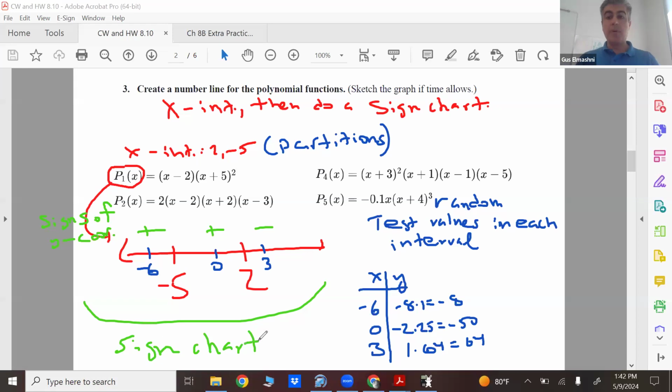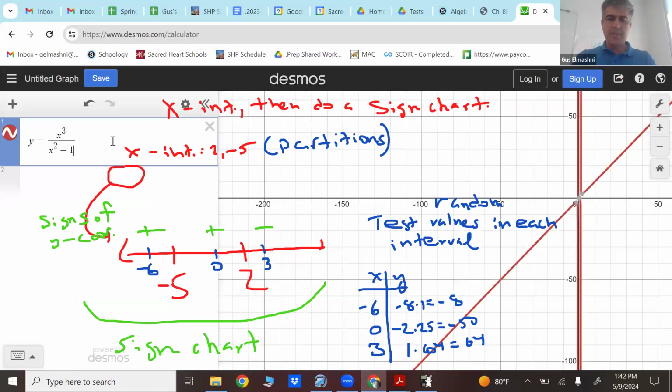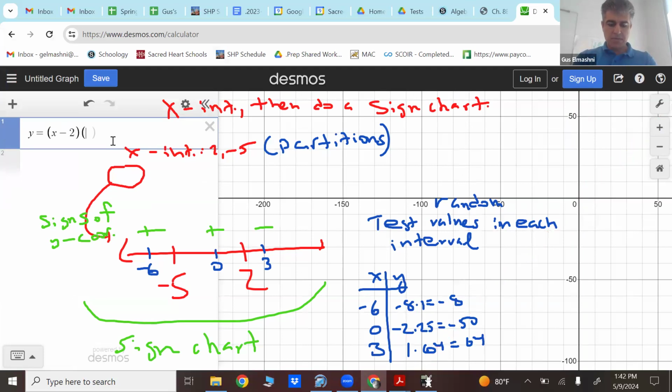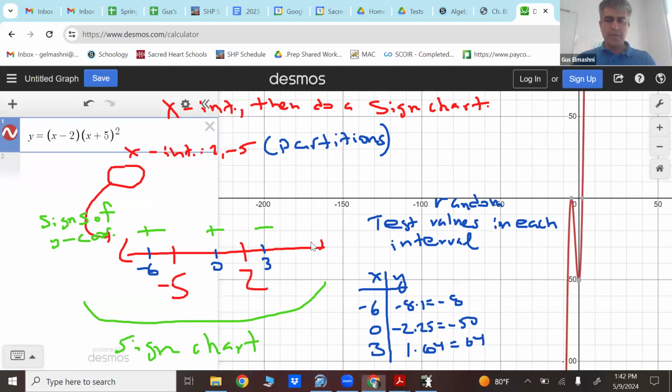This is actually one of the most important skills in pre-calculus. It might seem a little confusing at first, but you do this often in pre-calculus. It's actually pretty standard. X minus 2, x plus 5. Let me clear my screen for a moment.